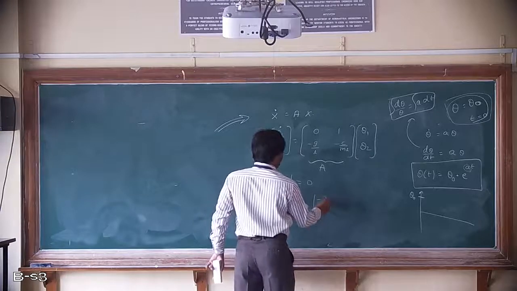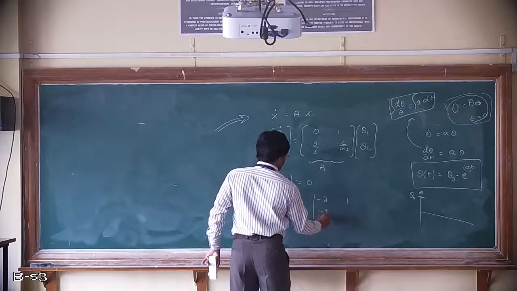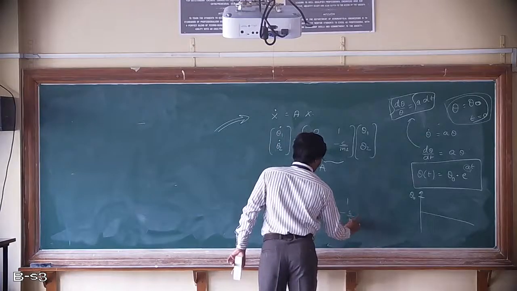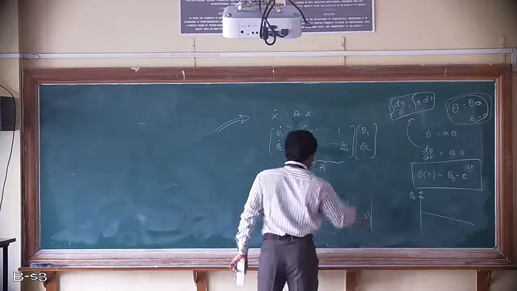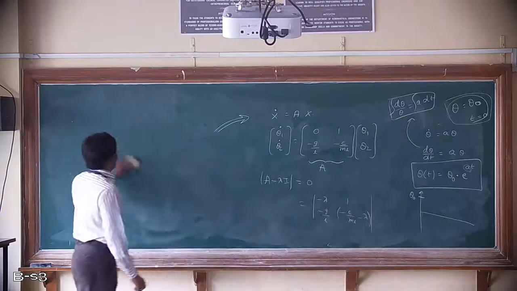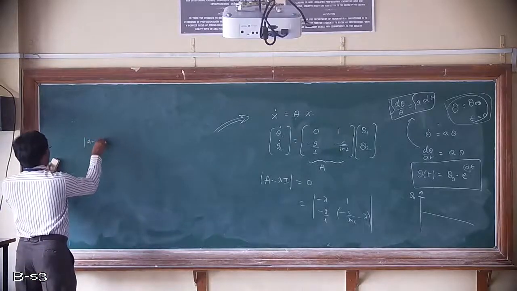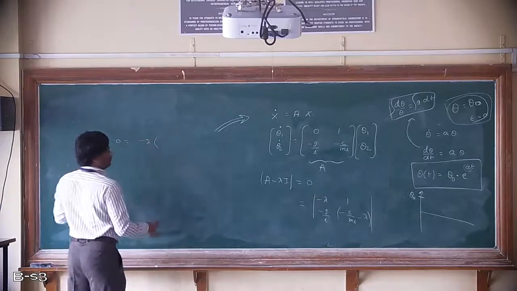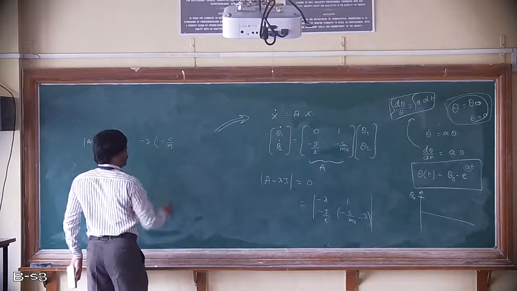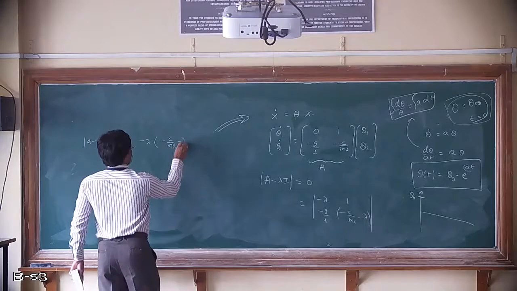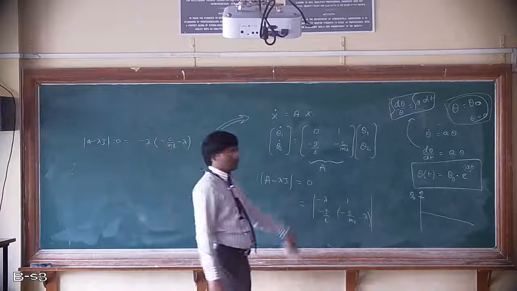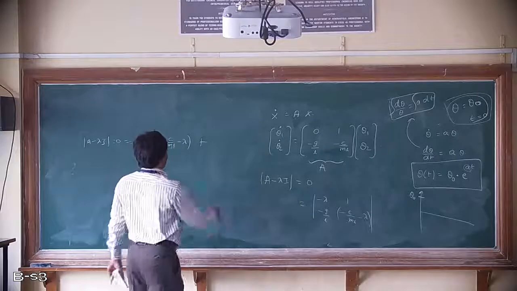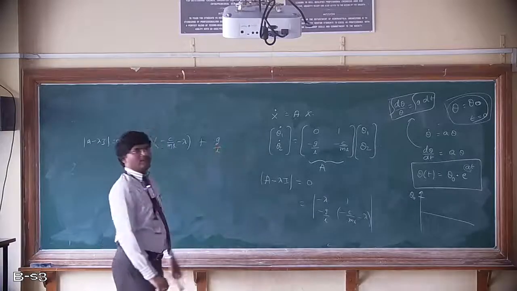Minus lambda, 1, minus G by L, minus C by ML minus lambda, right? Just multiply this. If you do this, what will you get? A minus lambda I is equal to 0 is equal to minus lambda into minus C by ML minus lambda, plus G by L, right? Everyone just focus here. You will get this equation.